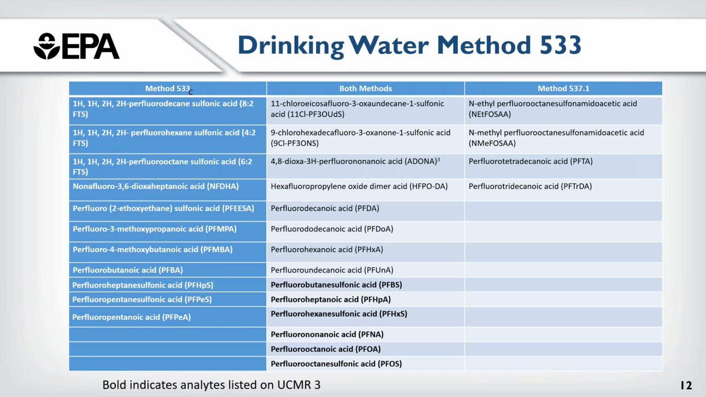This is simply a table that compares the analytes that are included in 533 in the left-hand column, both methods in the middle column, and the analytes that are unique to 537.1 in the right-hand column. The analytes in bold in the middle column were all listed on the third unregulated contaminant monitoring rule.